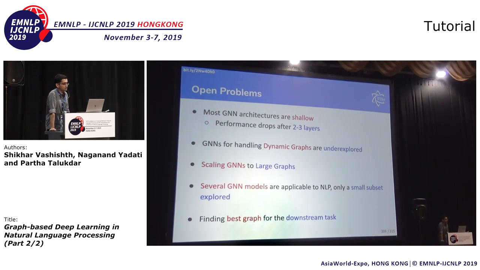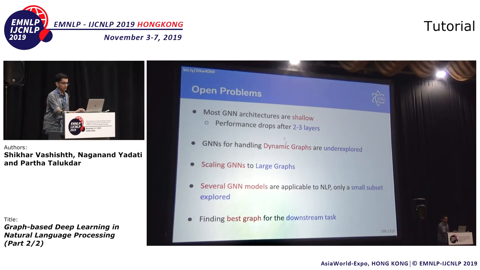A few more open problems. It has been observed that with GCNs beyond two or three layers, the performance starts dropping substantially. So it's still an open problem. Why is it so? And why do multiple layers not help us improve the performance? Why is there a dip in the performance after two or three layers? It's still an open problem yet to be explored.